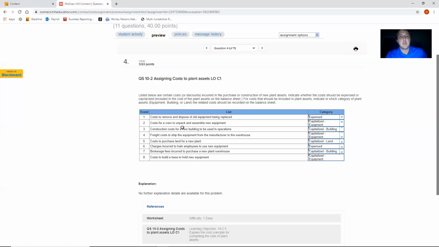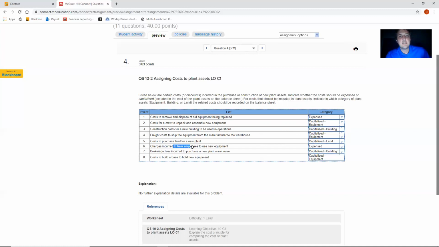The cost of the crew to unpack the new equipment: we wouldn't be able to use the new one if they didn't unpack it, so we can add that to the value. And think of it just like the inventory, anything that gets that inventory to the sale floor, we're going to add to it. Construction costs for a new building being used in operations. Again, new building, whether we buy it or we build it, all of that goes into the value of the building, so we're going to capitalize. Freight costs from manufacturer to the warehouse. Again, just like the inventory, anything that gets it to the floor, we're going to add to it. Purchase land, add to it.